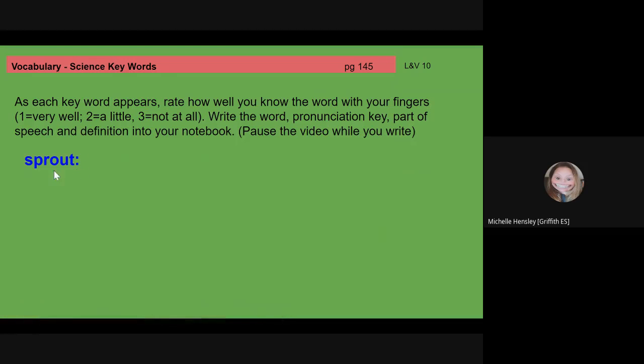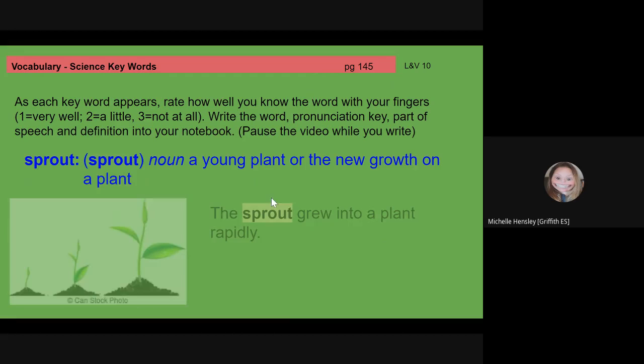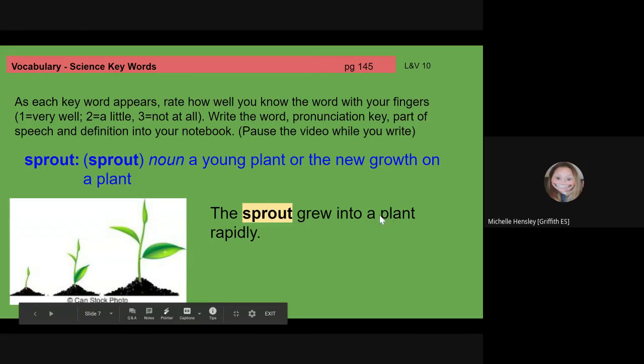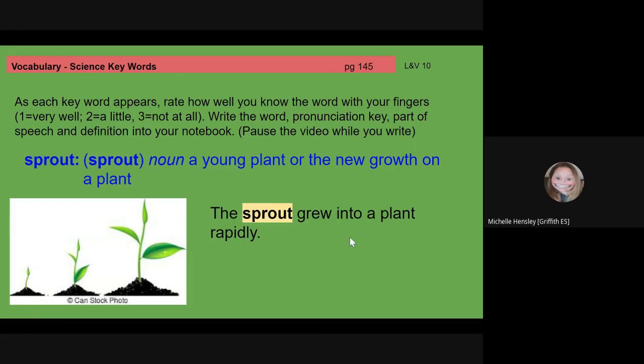Next word, sprout. Sprout. How well do you know what a sprout is? A sprout is a noun, and it means a young plant or the new growth on a plant. So a sprout is a young plant or new growth on a plant. The sprout grew into a plant rapidly. So you can see it started off as a little tiny thing, and then it got bigger and bigger. Sprout. Either a young plant or new growth on an older plant.